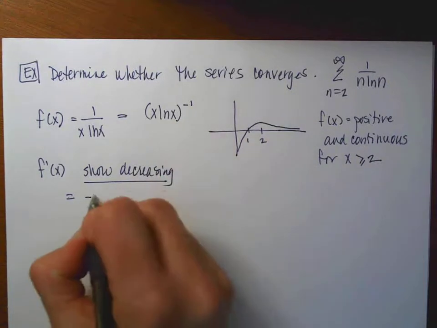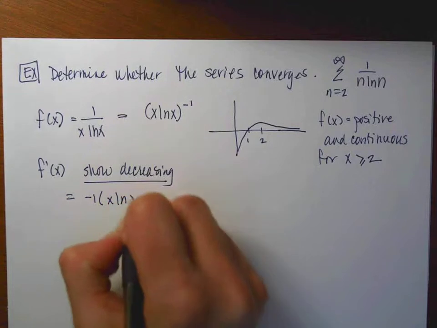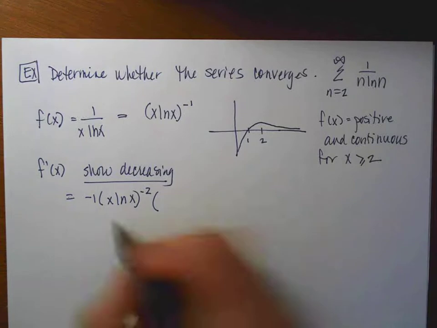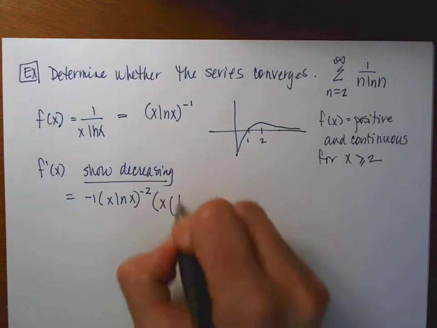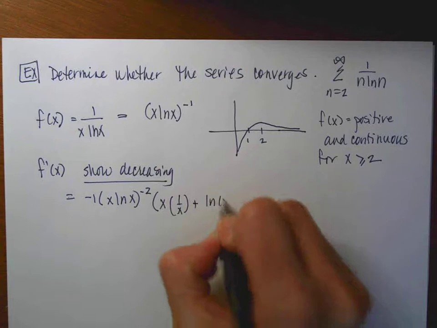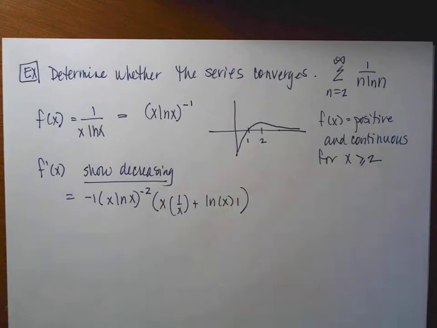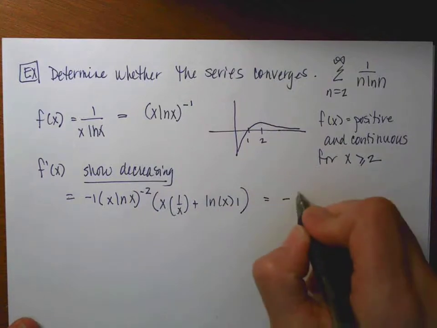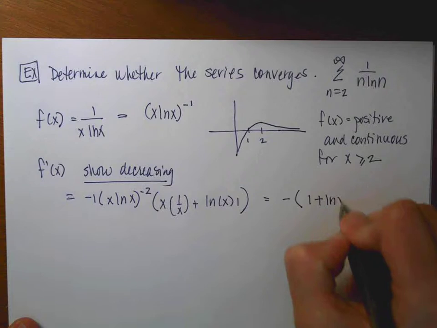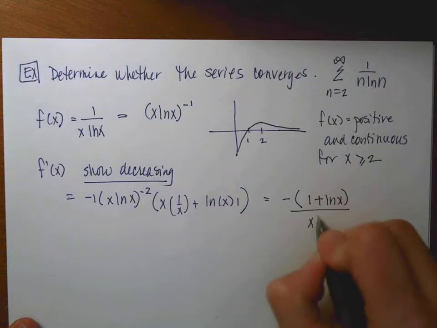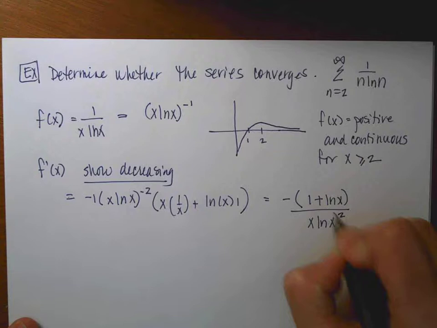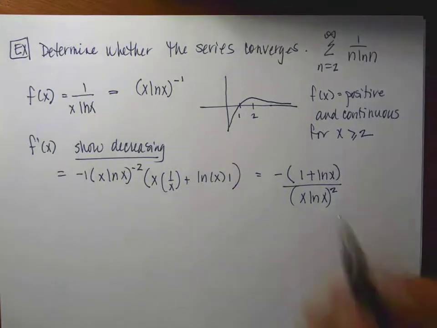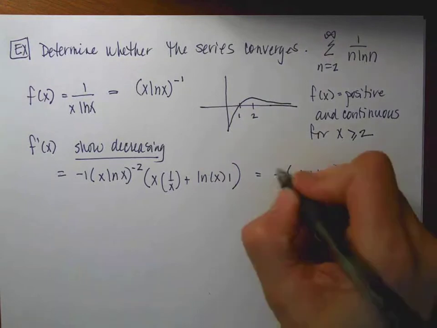Okay, so my derivative, and I'm going to do it from here, so it's the chain rule. It's going to be a negative 1 times x natural log x to the negative 2 times the derivative of the inside, which is the product rule, so it's the first thing times the derivative of the second plus the second thing times the derivative of the first. Okay, and if I simplify all this, this is going to be a negative times 1 plus the natural log of x over x natural log of x and then quantity squared. So there's my derivative, okay?